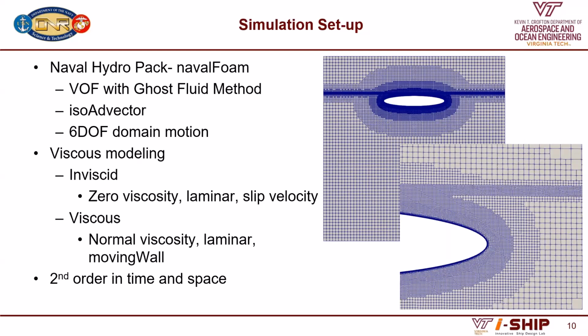To model viscous effects, we've used two different kinds. We have a completely inviscid model to as closely match potential flow analysis as we can, so we have zero viscosity in the fluid. We use a laminar boundary condition and a moving slip boundary condition on the body. For the viscous modeling, we of course have normal water viscosity. Because it is such small velocities around the body for this short impulsive motion, we use a laminar turbulence model, and of course, a moving wall boundary condition. The entire simulation is second order in time and space.